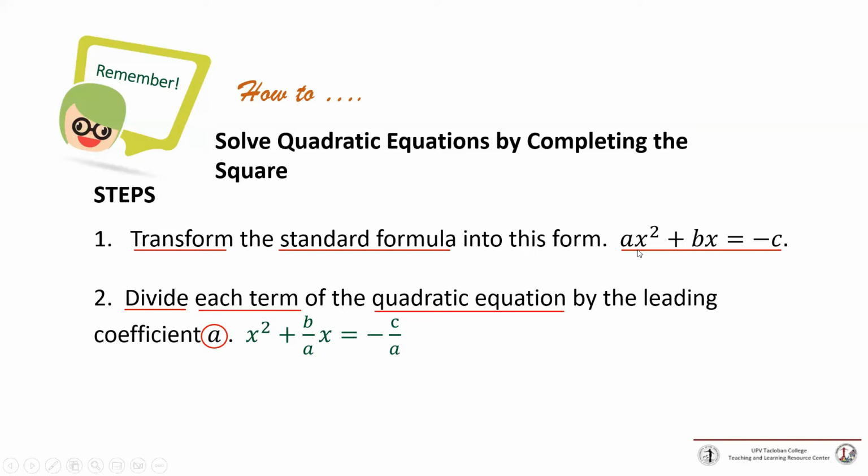Go back to this equation first. If you have the equation like this, and you divide by a, divide by a, and divide by a, the first term a over a becomes 1. That's why what is left is x squared. Then dividing by a, you have b over a times x. And dividing this one by a, you have negative c over a.